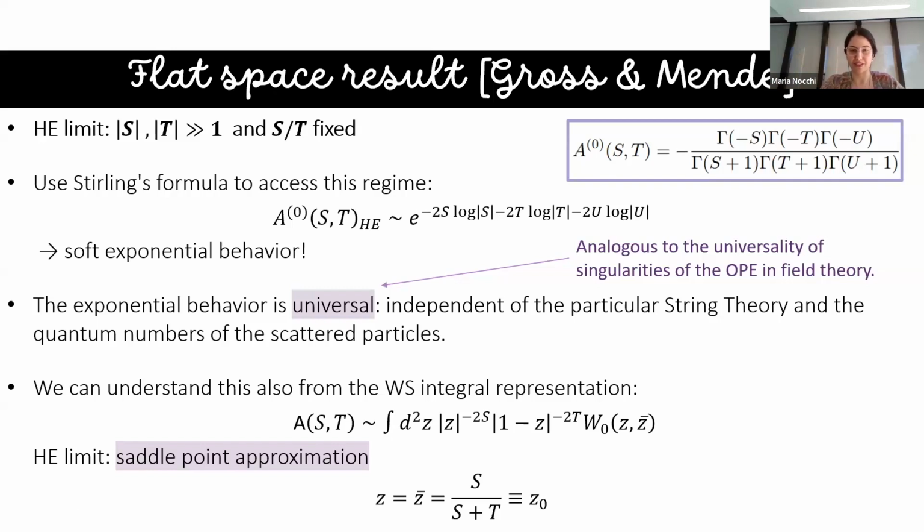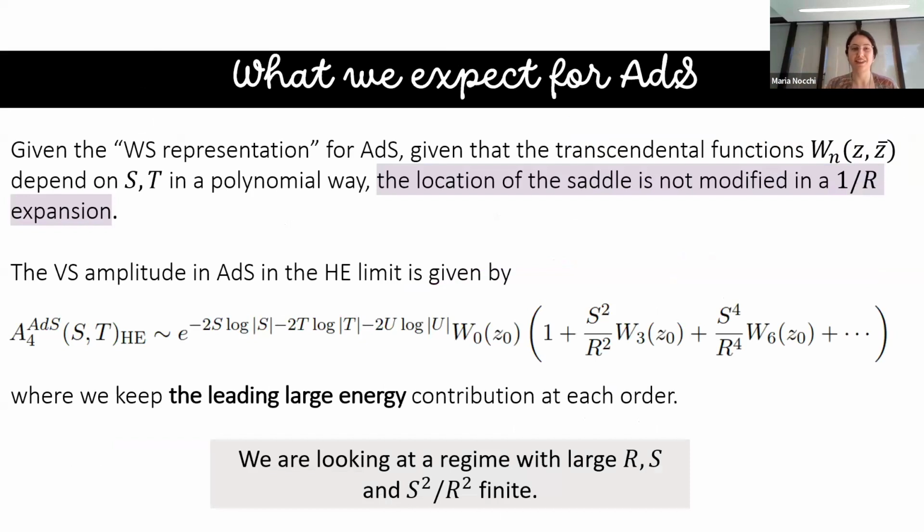Before reporting the flat space result, I want to give a little spoiler for AdS to keep a link with my project. For AdS, I reviewed for you the worldsheet representation. So you have the Virasoro-Shapiro integrand and the insertion of transcendental functions, the W_n(z, z bar). Even if I'm not going to present the explicit answer because it's complicated, it depends polynomially on S and T. That means that you cannot modify the location of the saddle. So importantly, even if you pass to AdS, the location of the saddle is not modified in a 1 over R expansion. So you can still just take the Virasoro-Shapiro amplitude in AdS and evaluate it at the saddle.